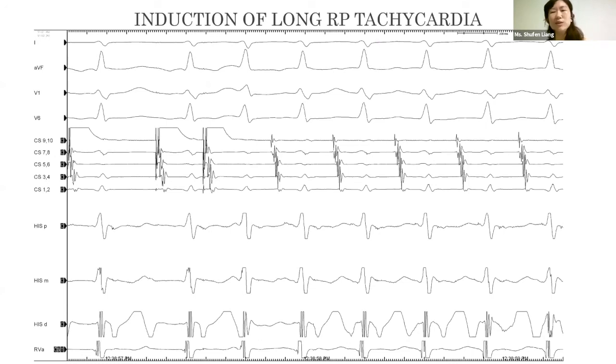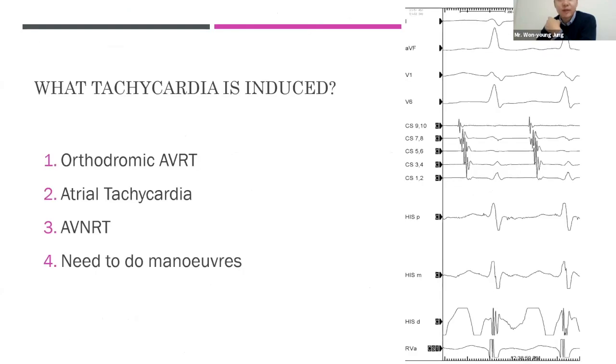So does this confirm your suspicion? When we see this tachycardia, what would come to your mind now? For me, the choice would probably be AT and atypical AVNRT. Yeah, so we need entrainment. I mean, it could still be AT, right? Yeah.